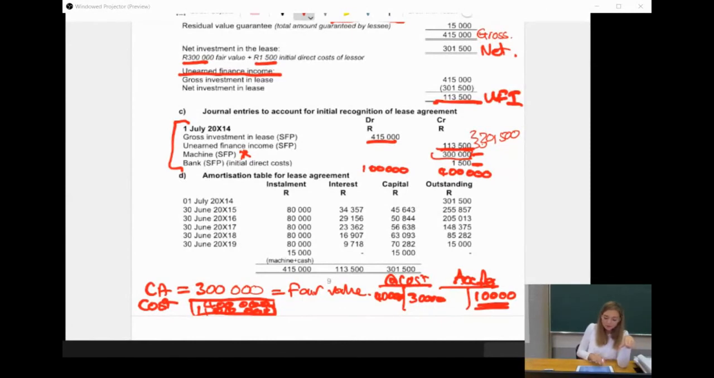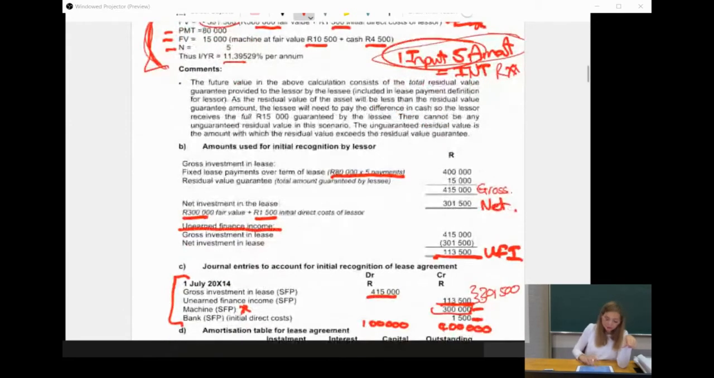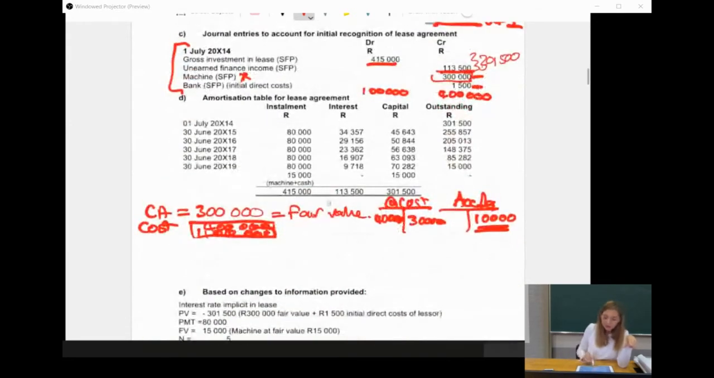So remember, I told you that when you use the calculation that we did over here to calculate your interest rate implicit in the lease, and you then do your one input 5 amort interest function, then it gives you your total interest, and that's exactly also what we'll get in our amortization table. So if we do that on our calculators where we say one input 5 amort interest, then that's the total that we are going to get from our calculators. Good.